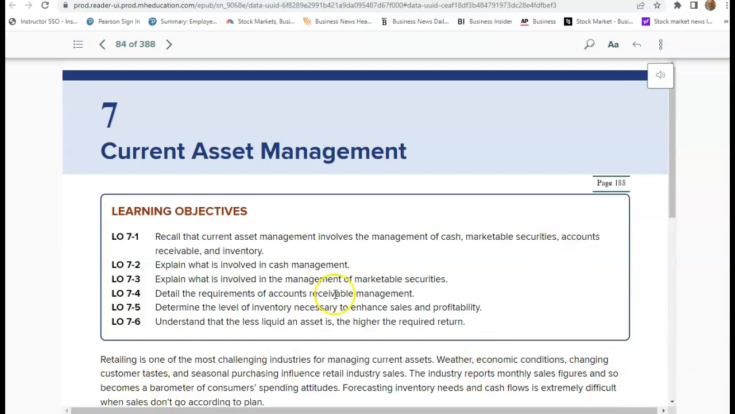Explain what is involved in the management of marketable securities. Detail the requirements of accounts receivable management. We're going to determine the level of inventory necessary to enhance sales and profitability. Always a tricky question these days, particularly challenged because the temptation is to want to inflate inventory because of supply chain issues, but you have to make good financial decisions revolving around that, and understand that the less liquid an asset is, the higher the return is going to be required. So that's chapter 6 and 7.